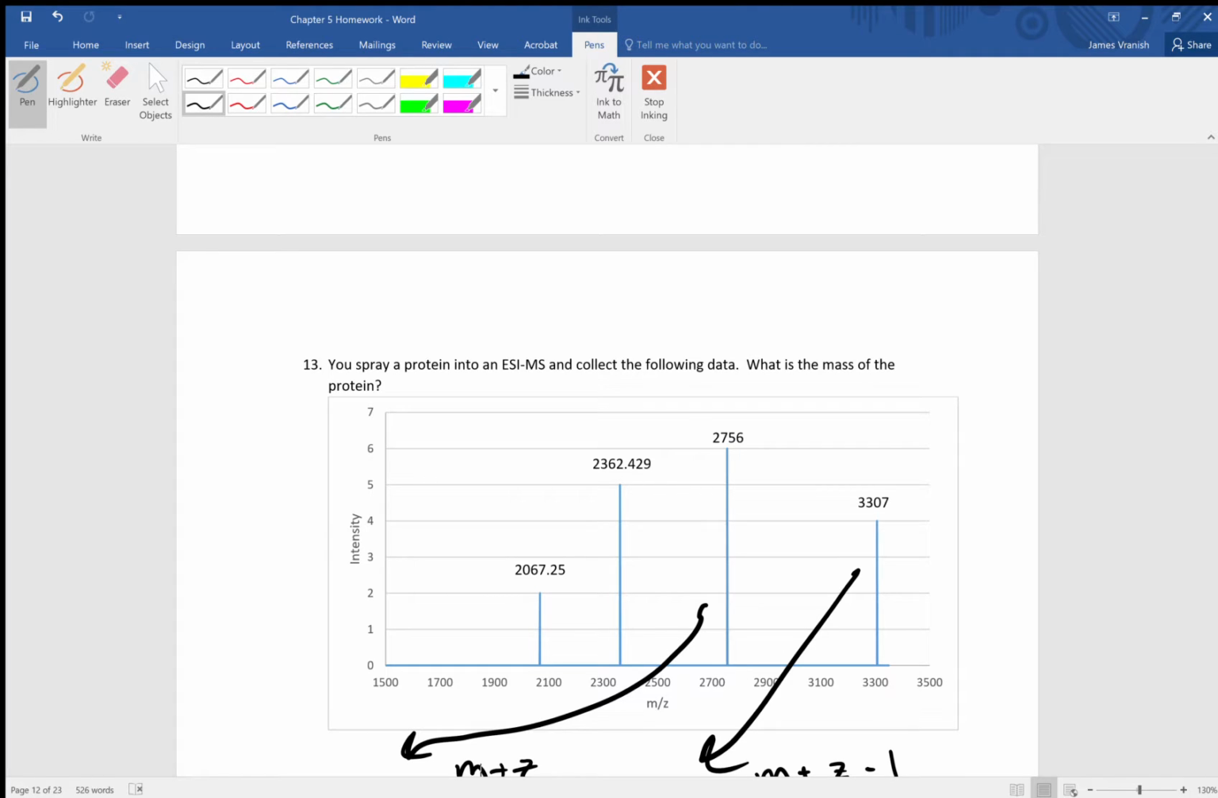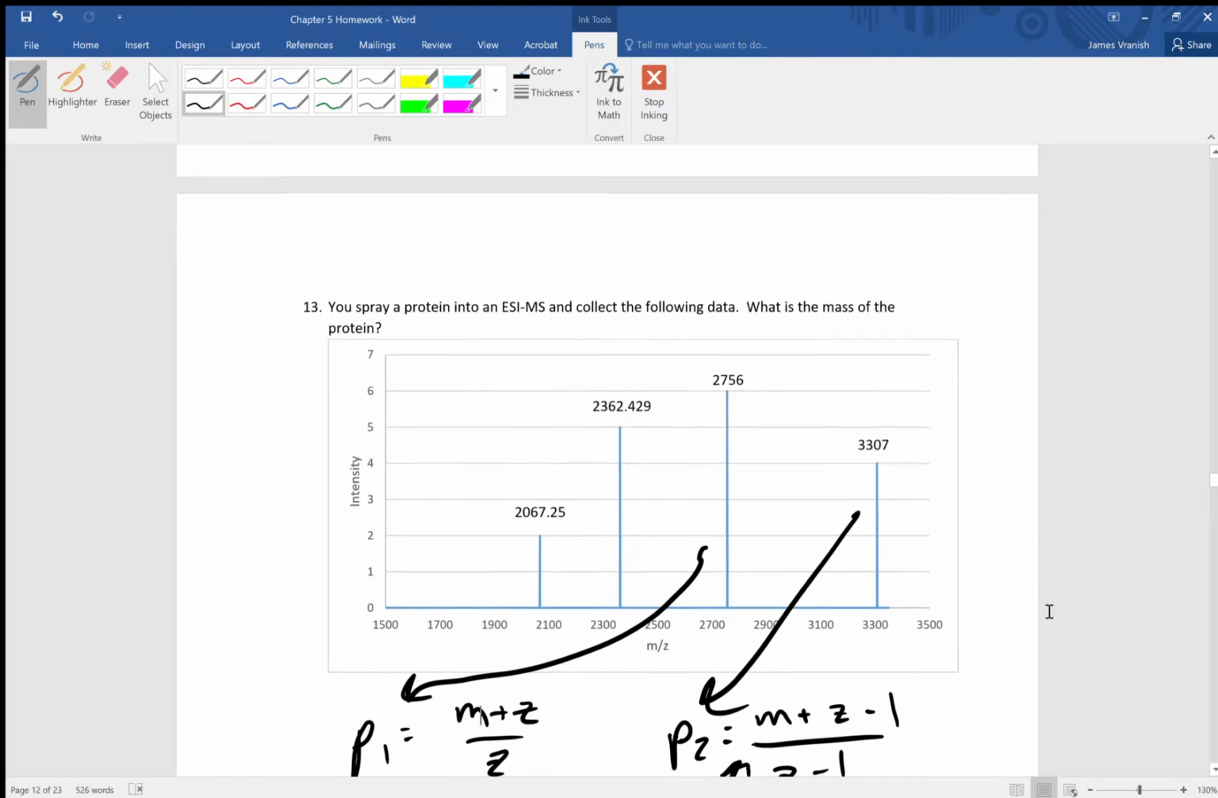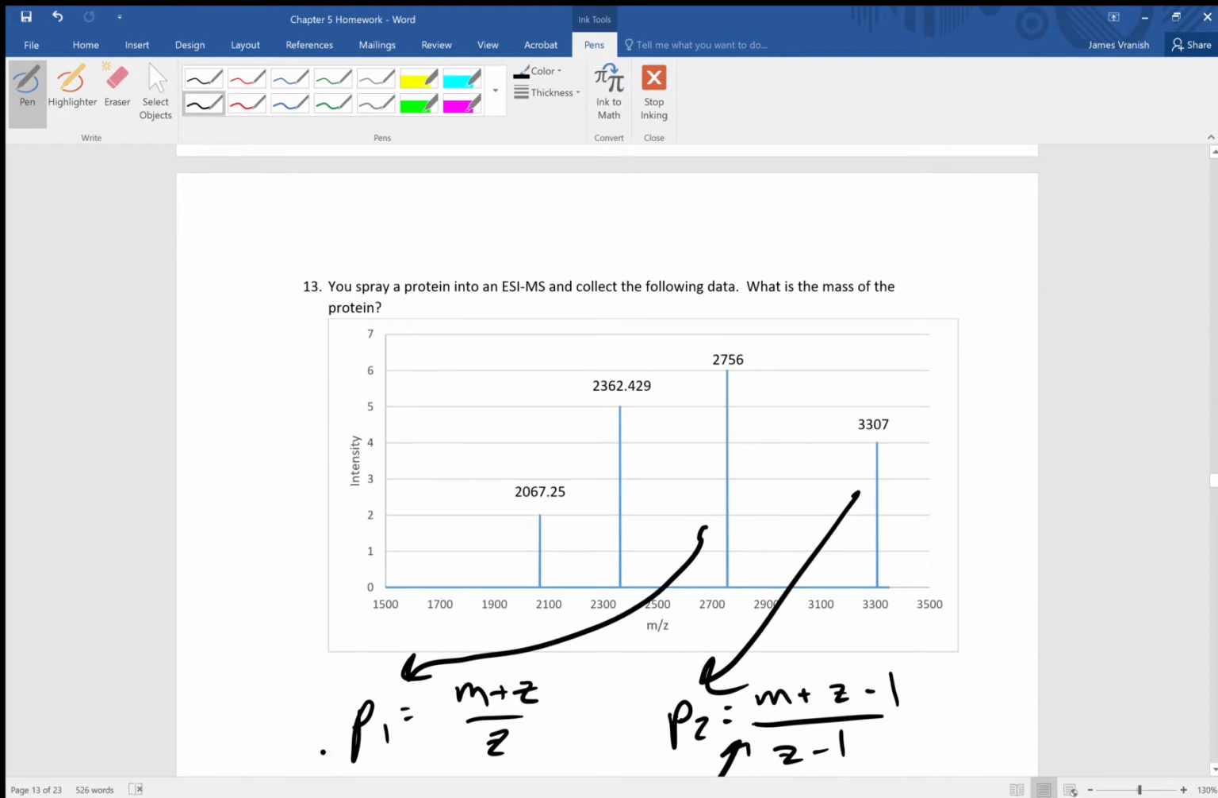Alright, so question number 13 asks you to determine the mass of a protein based on a mass spectrum that's shown here, this ESI mass spectrum. In order to do this, we need to use these two equations that are shown down here. P1 equals (m plus z) over z, and P2 equals (m plus z minus 1) over (z minus 1).